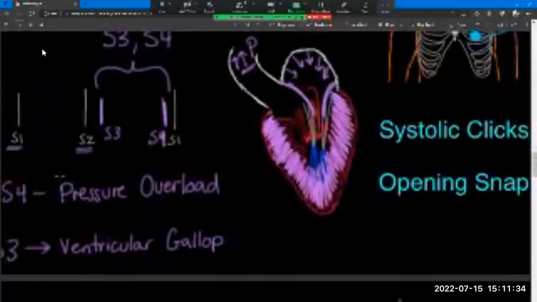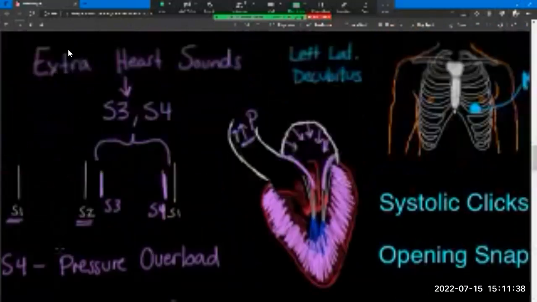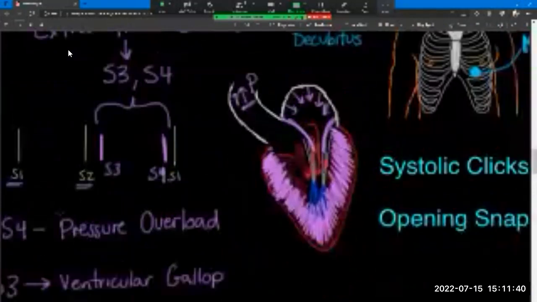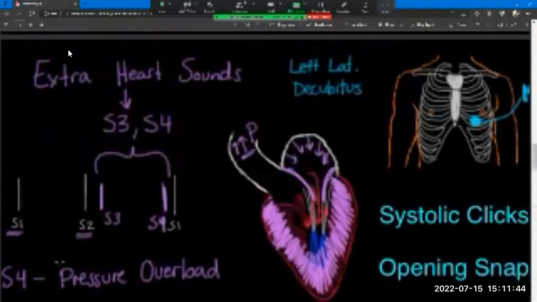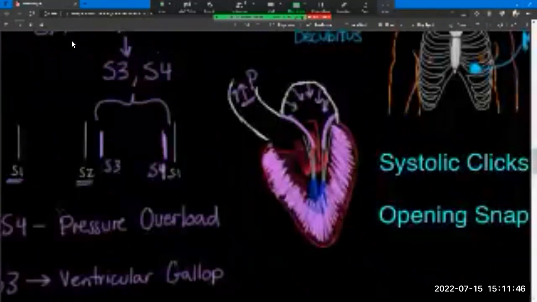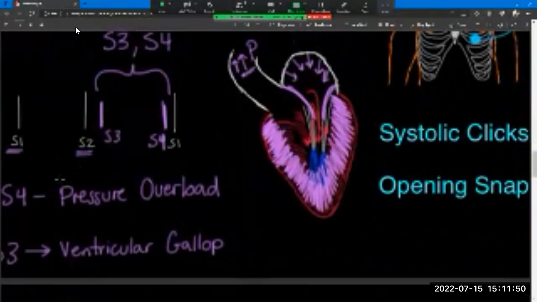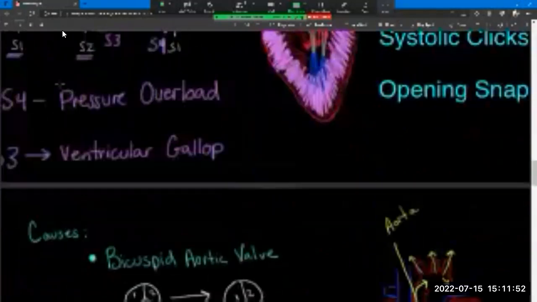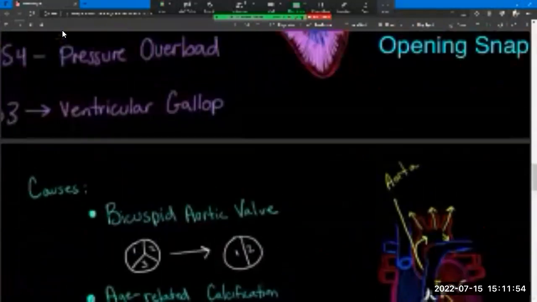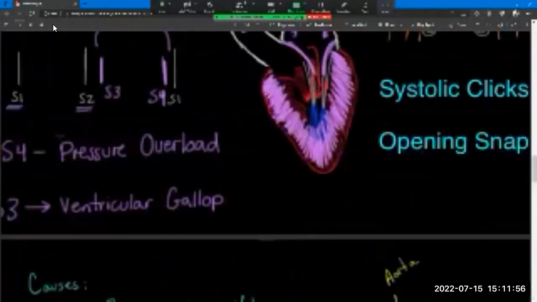And we have the S4, which is pressure overload. So here we have an inward hypertrophy. And so that will cause the S4, which is because of pressure overload. And we also can call it gallop. So ventricular gallop, and here's atrial gallop.